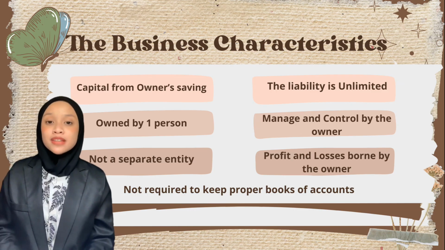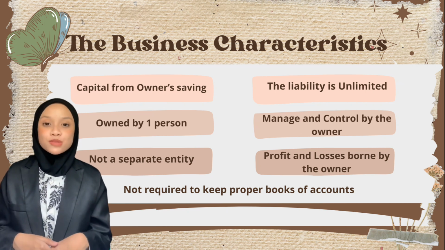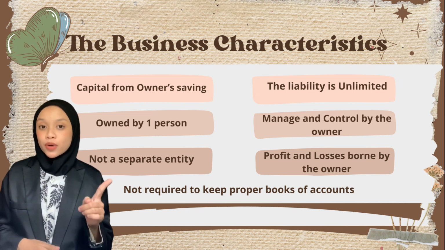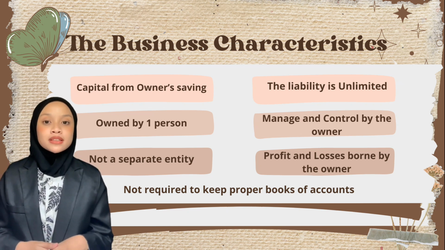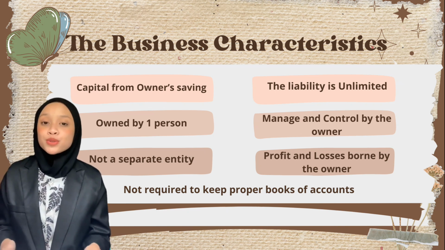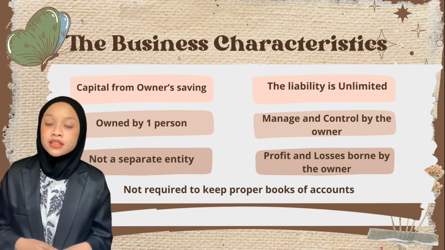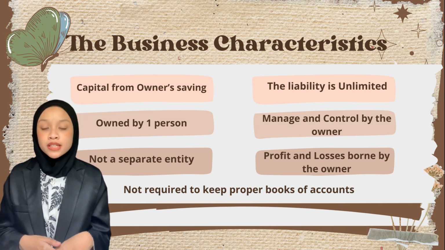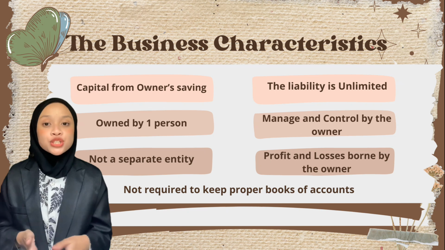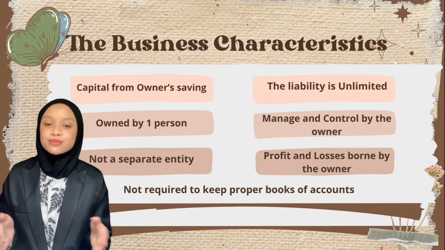Next, the business characteristics for a sole trader, which is Ediza Cosmetic. Number 1, source of capital. For this business, the capital source used is from the owner's own savings. As a result of the hard-working owner's effort, she finally managed to collect her own savings to open her own business.